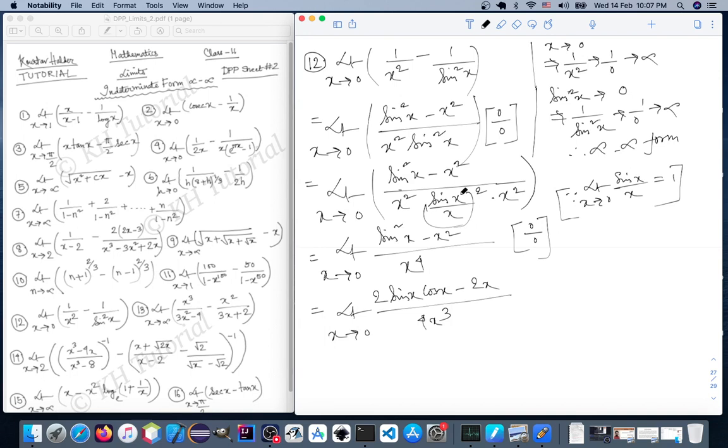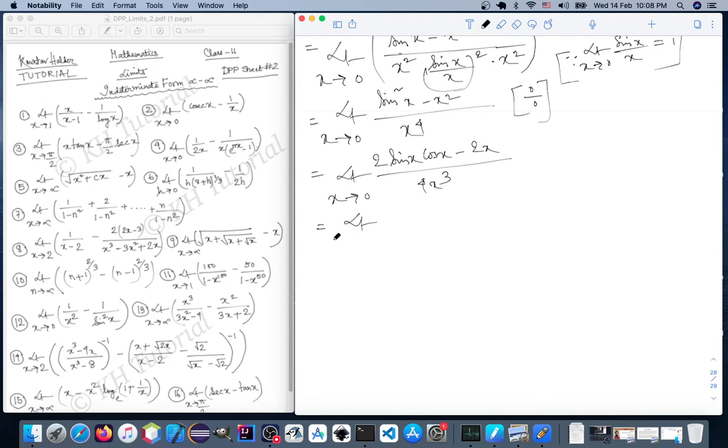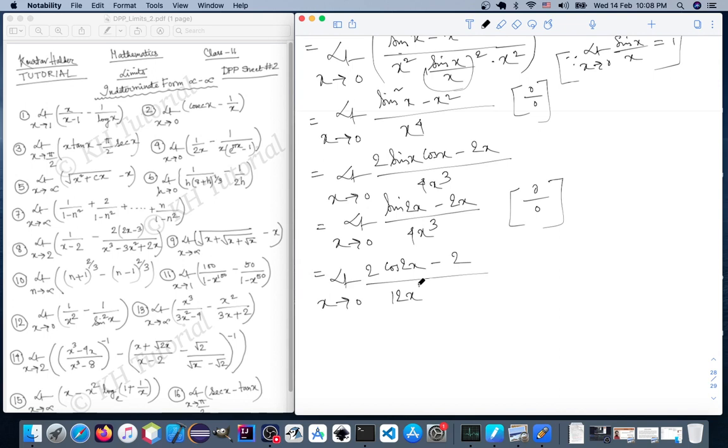Twice sin x cos x is sin 2x. So this is again of the form 0 by 0 and we can apply L'Hopital's rule once again and we get 2 cos 2x minus 2 by 12x square.